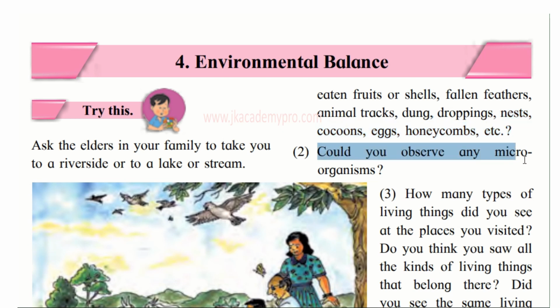And could you observe any microorganisms? Now, what are microorganisms? Microorganisms are tiny living things that are present in the environment, but we cannot see them. Okay, so were you able to see any microorganisms?